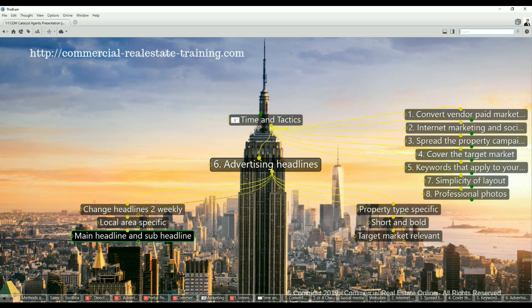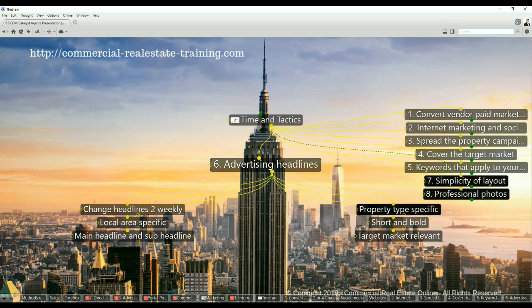Keep them short, keep them descriptive, keep them attractive and keyword relevant. Also property type specific. So you might be dealing with a property that's perhaps an industrial site, perhaps a retail shop. Think about deeply going into the property type specific comments and descriptions. Keep everything short and bold, attractive to the eye, keep it simple. And also keep it target market relative.